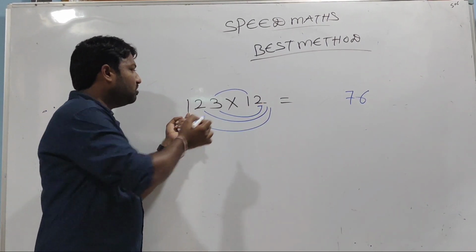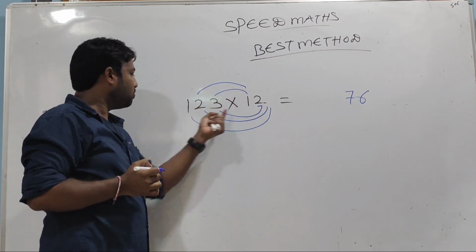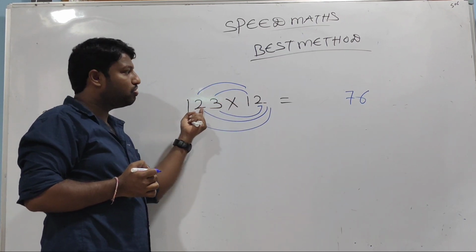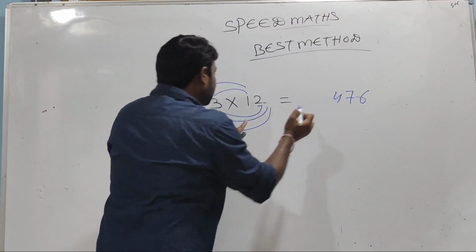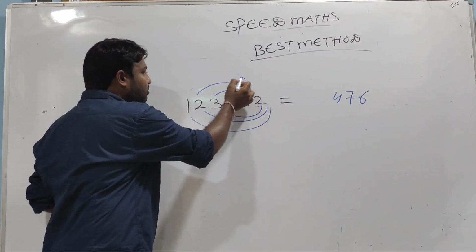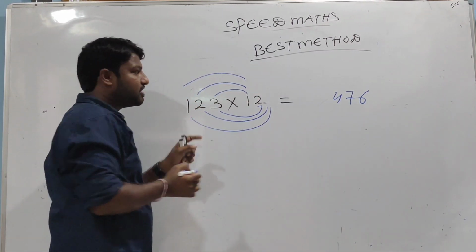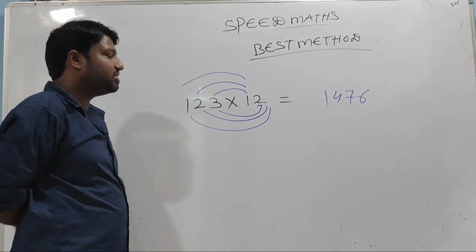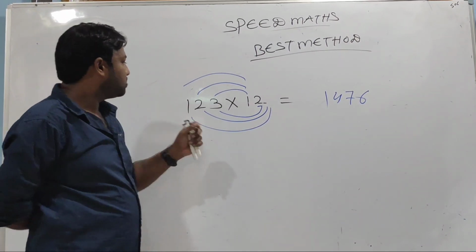So 2 1s are 2 and this will move here. 2 1s are 2, 1 2s are 2. 2 plus 2 is 4. Right, 4 here. This is completed. Okay, now this is here, this will move here. 1 into 1, 1 1s are 1. Directly you will get 1 4 7 6. Okay, so you have to practice this.